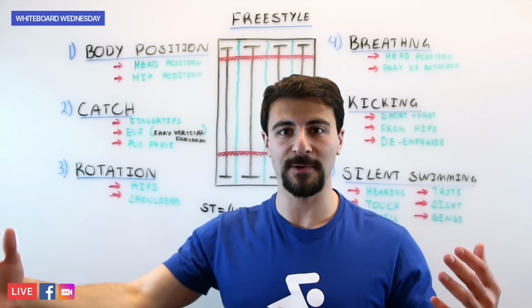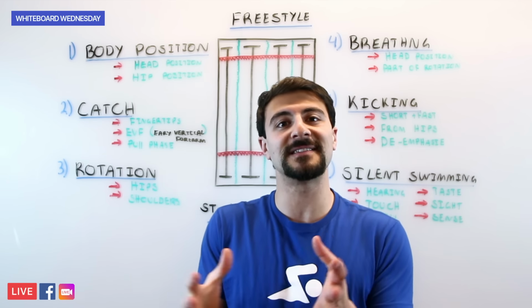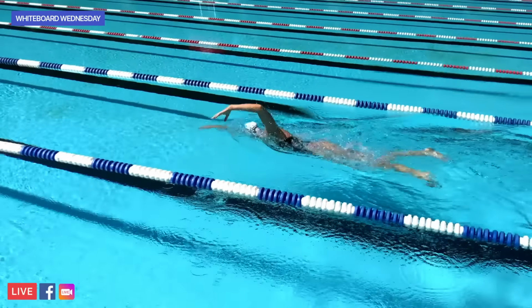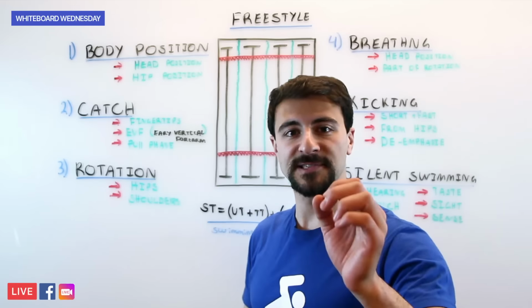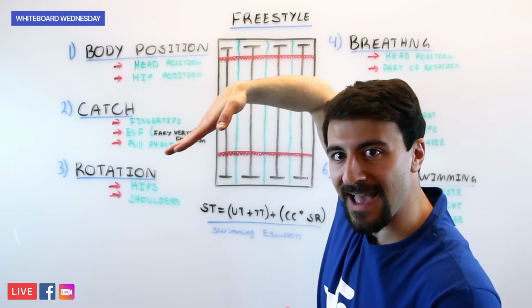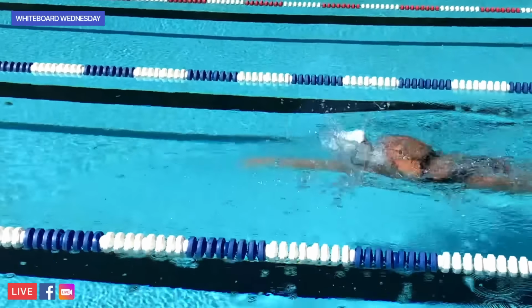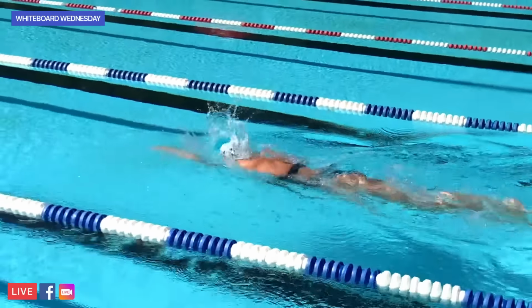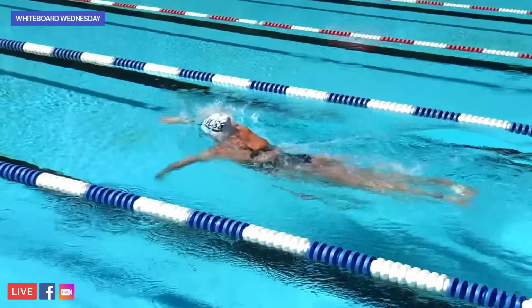The second element is the catch. Now, obviously, if you don't pull any water, you're not going to go anywhere. It's great if you can decrease your drag by improving your body position so your body's narrow, but if you don't pull, you're not going to do anything. So with regards to the catch, we're talking about how your fingertips enter the water, and they should enter about 12 to 18 inches in front of your shoulder at a 45-degree angle to the water.